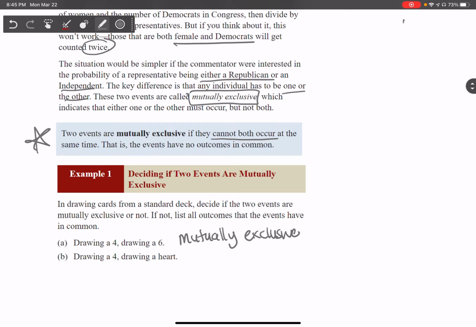How about drawing a 4 and drawing a heart? Well, you could draw the 4 of hearts, which is one outcome satisfying both events. That makes the events not mutually exclusive. So remember, mutually exclusive means they cannot both occur at the same time. You can't draw a 4 and a 6 at the same time. However, you can draw a 4 of hearts. That makes that not mutually exclusive.